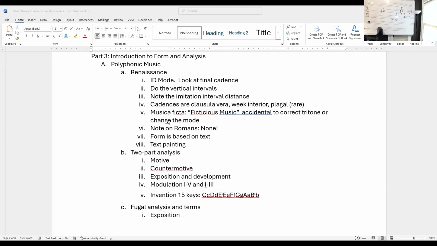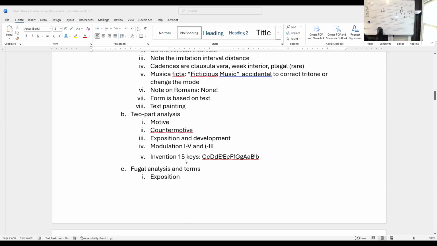Okay, two-part analysis. These are the two-part inventions. The only thing you really need to know here off my sheet is motive and countermotive. Those are the most important two things. Can you identify the motive, which is the unaccompanied first bit that you hear, and then the countermotive is the other material that's put against the motive? All right, so go back and just look at that chapter. On the first page, it makes a whole bunch of sense. This is two-part invention.